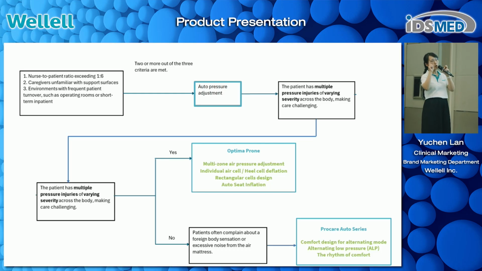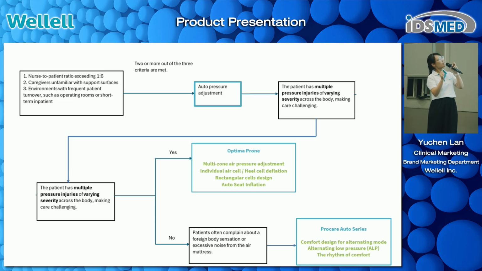If one nurse needs to take care of more than 6 patients at a time, it's pretty busy. And caregivers are unfamiliar with support surfaces. They haven't tried the support surface before. Or the environment needs frequent patient turnovers, for example, some operation rooms or some short-term inpatients, which means the nurses might not have time to learn this device. So if 2 of the 3 conditions are fit, then the first function we could suggest is auto pressure adjustment. It will be quicker. We only need to transfer the patient onto the bed.